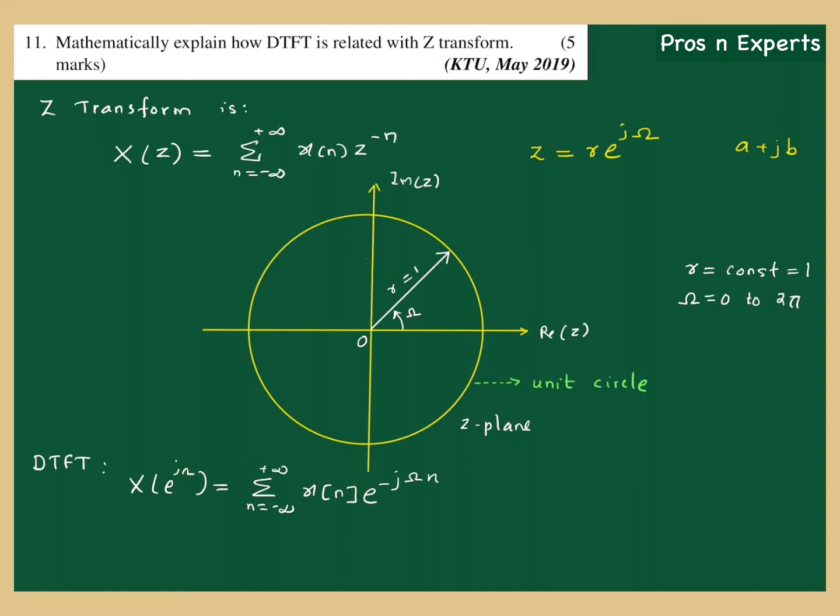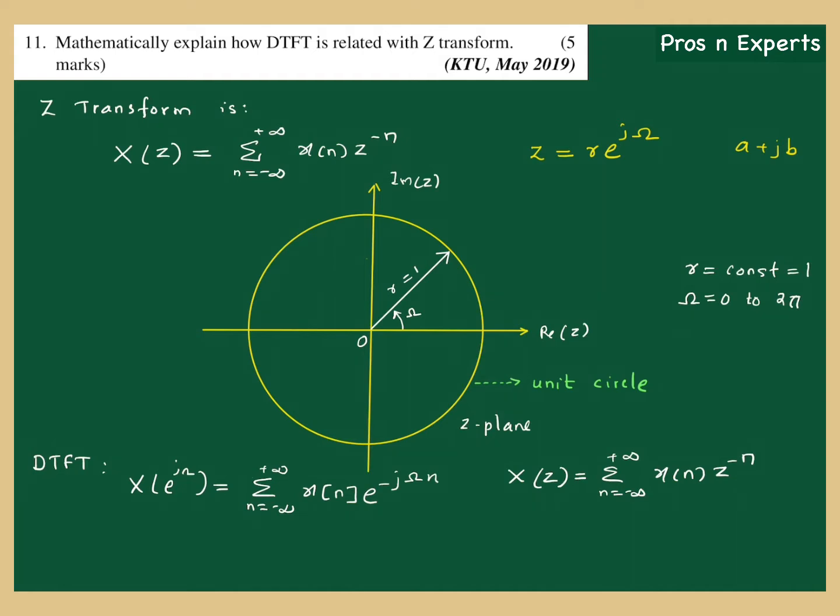Okay, and parallelly, I am once again writing the expression for Z transform. X of Z is equal to sigma n equal to minus infinity to plus infinity. We have already seen this equation. x of n z raised to minus n.